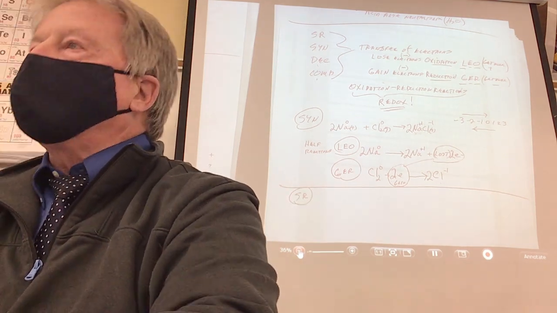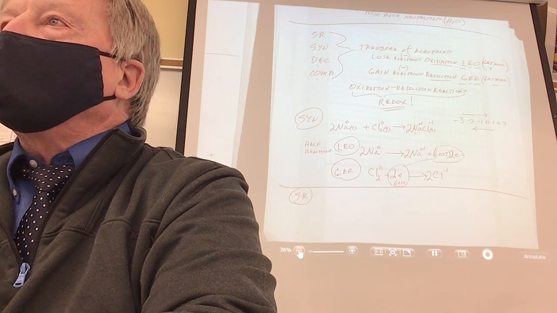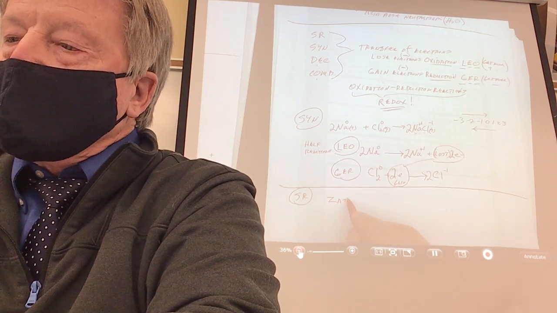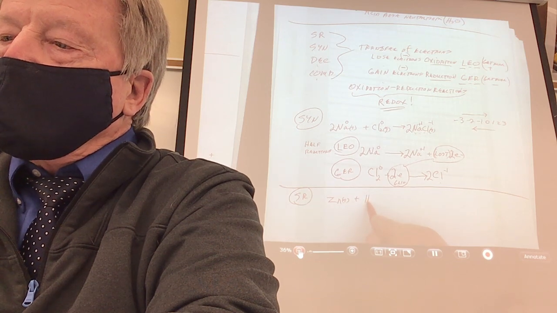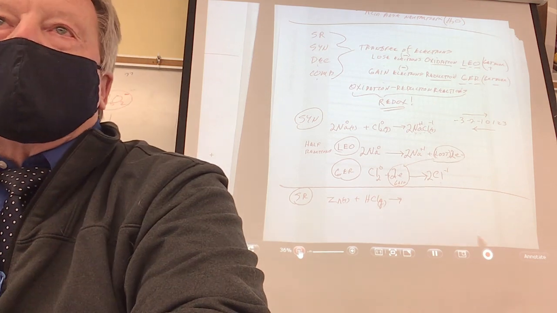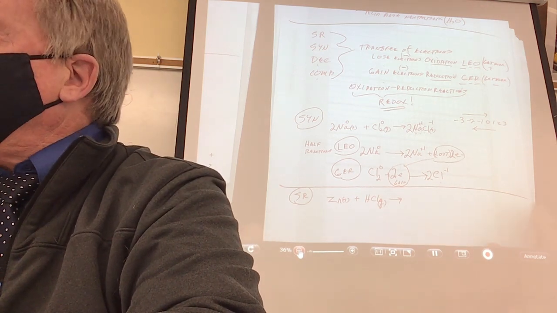All right, here's one you're going to do in the lab. If you take zinc metal and you put it with hydrochloric acid in a single replacement reaction, does everybody know what's going to form here?